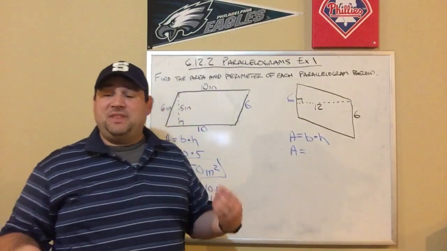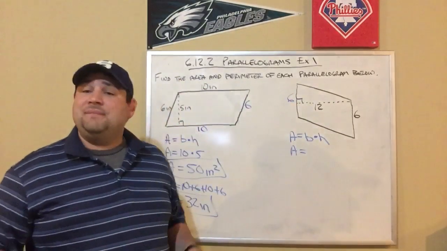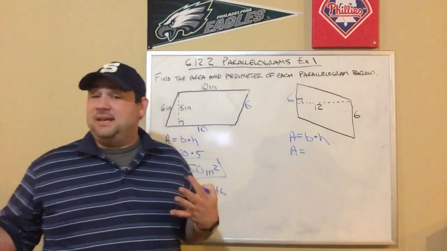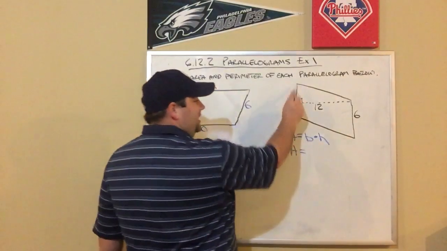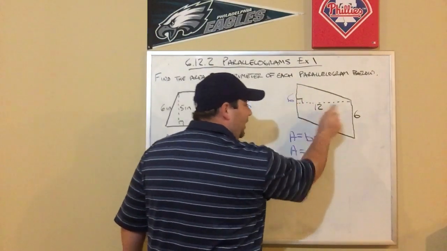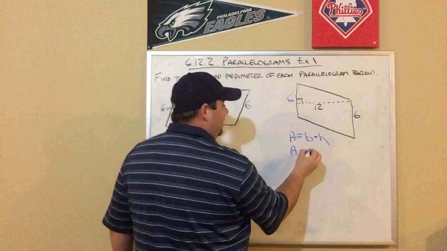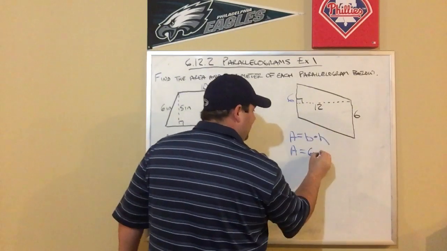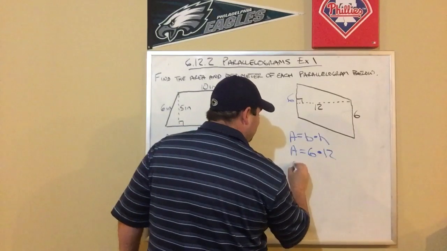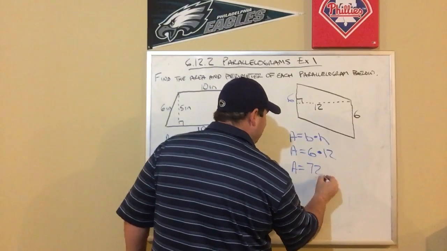A lot of times when people hear base, they think it's going to be the bottom. That's not always the case. A lot of times it is, but it's not always the case. So in this case, my base is here because my height, I can see, is that dashed line right there. So my base is 6 and my height is 12. So I multiply those together and I get 72.